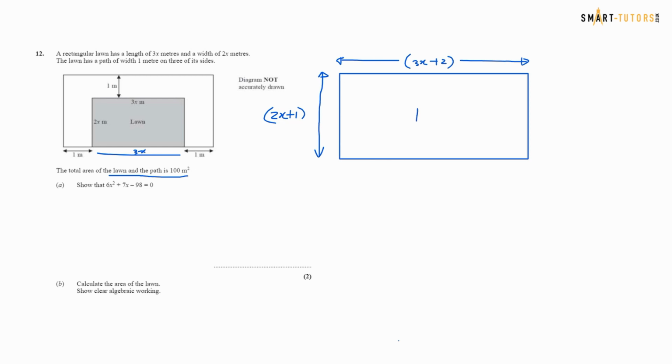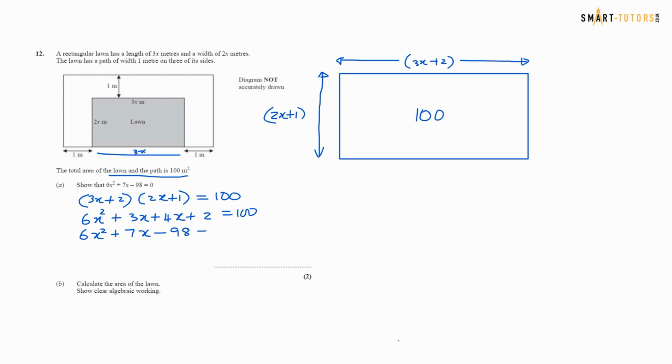The area is 100 meters squared. So basically we are going to have an expanding bracket. 3x plus 2 times 2x plus 1 equals 100. If you expand the brackets, we get 6x squared plus 3x plus 4x plus 2 equals 100. So 6x squared plus 7x minus 98 equals 0. So that is the answer they are asking you to show. It's a 2 marks question.